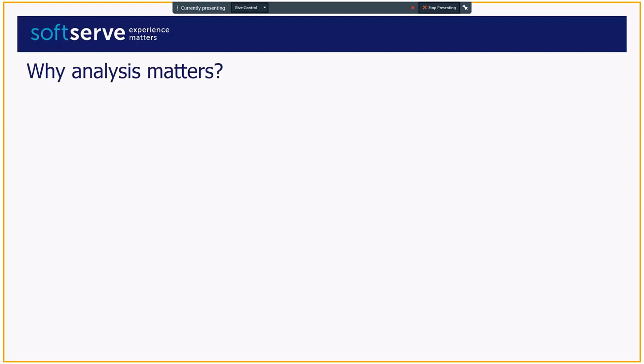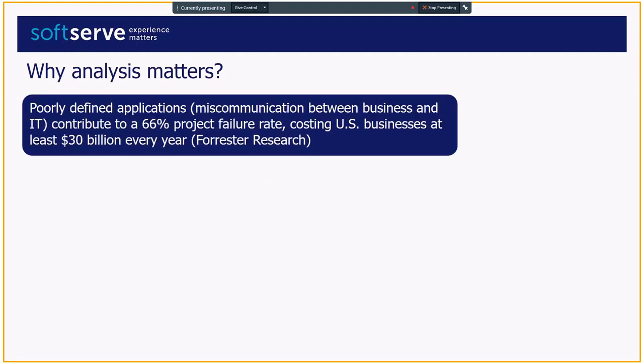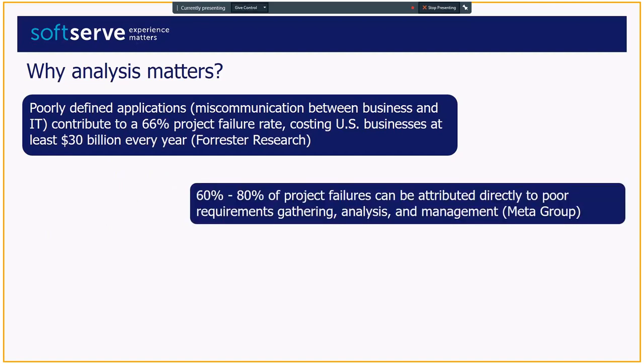So why does analysis matter? Well, according to different types of researchers, most of the origins of failed projects could be resolved by good analysis. And as you can see, poorly defined applications contribute to a lot of different project failures, costing a lot of money in the US. And also, almost 80% of project failures can be attributed directly to poor requirements gathering.